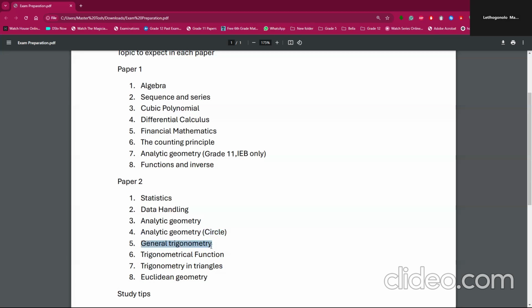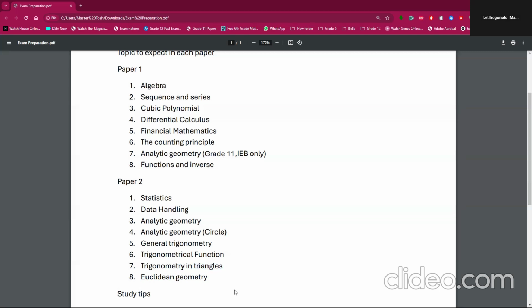Then you'll have general trigonometry, being able to calculate and find an angle, being able to use your ratios, remembering your identities. We have trigonometric functions, your sine, cos, and tan graphs. Being able to understand how the amplitude changes the graph. Can you move the graph left or right? Can you move it up and down? And what happens to your graph when you do that? Then we have trigonometry in triangles. This is usually the last one. It uses your cosine rule or your sine rule to figure out sides and angles.